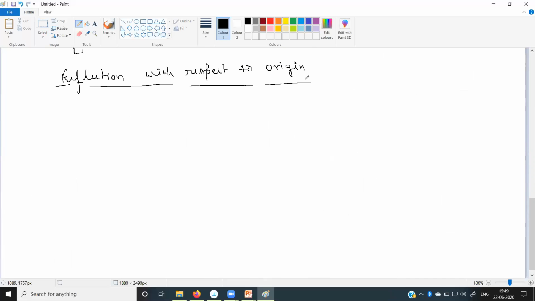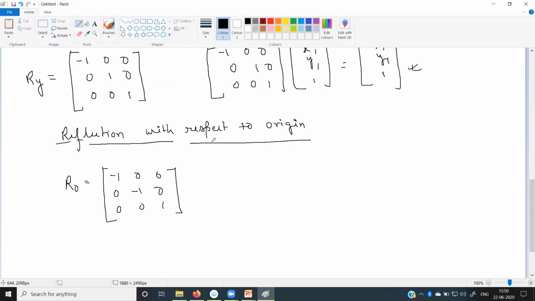Now if you want to perform the reflection with respect to origin, your reflection matrix with respect to origin will be the same. All the x values and y values will be negative. So we will just write down -1, 0, 0, 0, -1, 0, 0, 0, 1, because we have to multiply the x with -1 and the y is also with -1. So it is our reflection matrix with respect to origin. Clear? So this is all about the reflection.